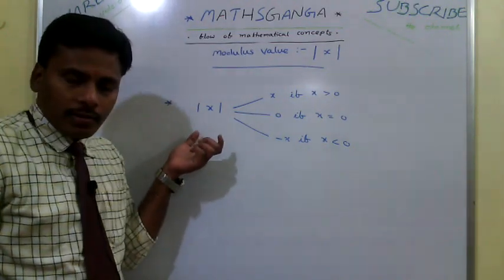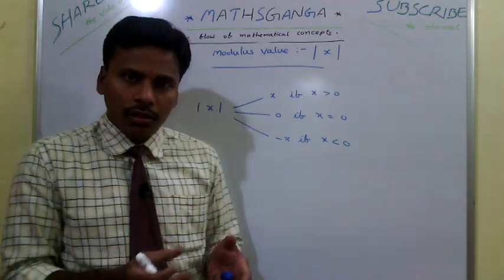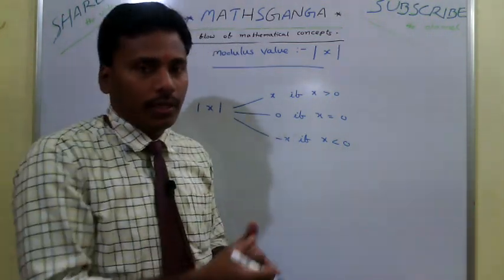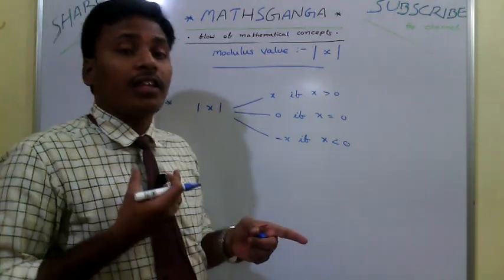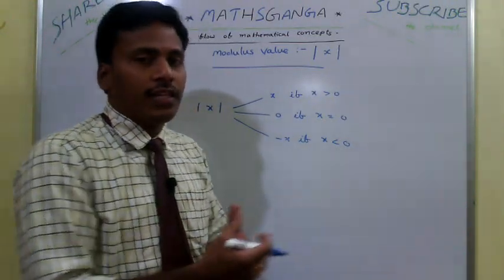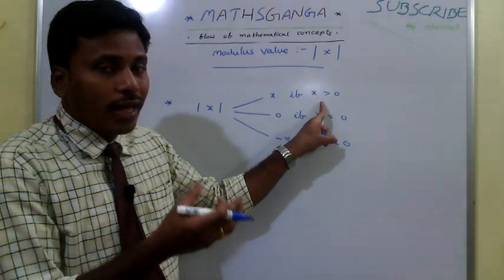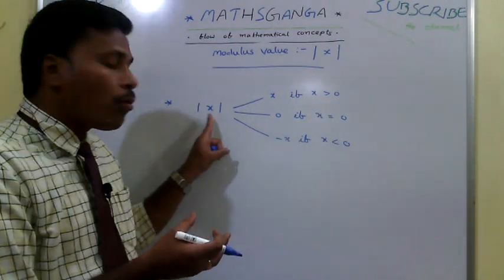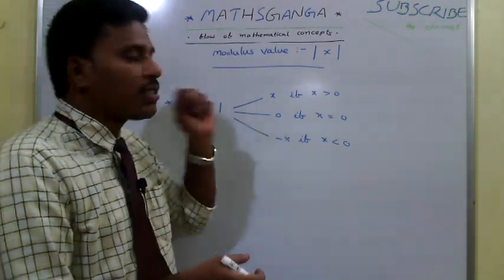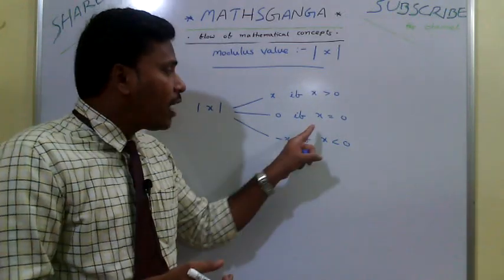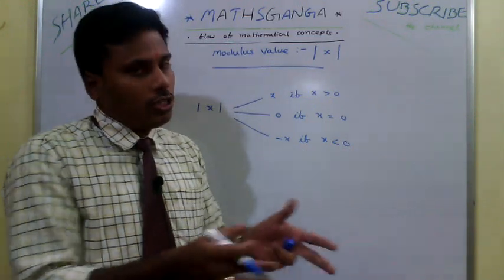This modulus of x works like a machine. Suppose in that machine our input is a positive number, this modulus machine multiplies our input with the plus sign and gives the result. So that means if our input x is positive, then the modulus multiplies that x with a positive sign and gives us the result plus x. And if our input is 0, then modulus x directly gives us 0.